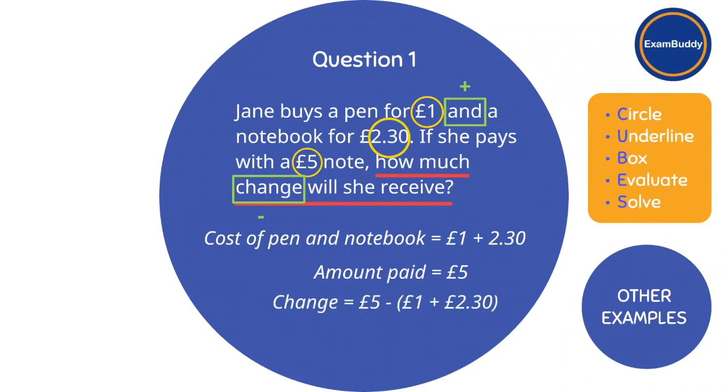To solve the question, we need to find out how much change she received. To work that out, you need to find the total cost of the pen and the notebook, then subtract that from £5. So here we have £5 minus £1 minus £2.30. So here we know that the total cost of the pen and the notebook was £3.30. Subtract this from £5 and we know that the change that she will be given is £1.70, the final answer. So we hope this makes a little bit more sense. Let's move on to another practice question.